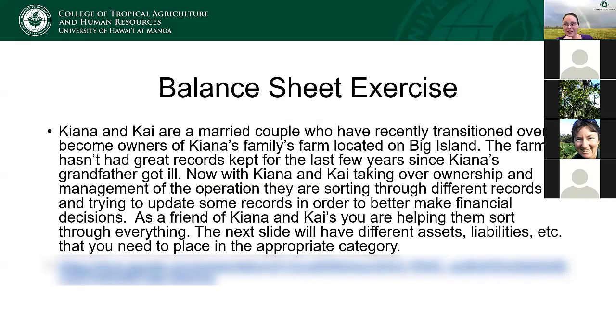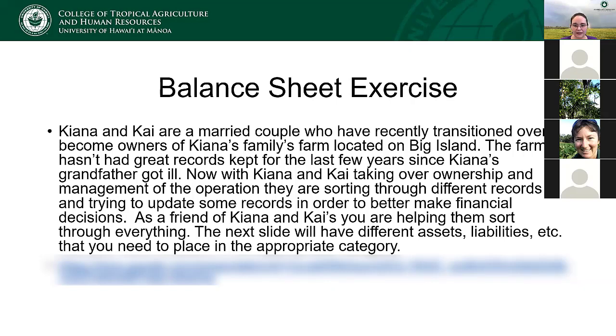All right. So I'm going to tell you a little story before I switch over to the balance sheet exercise for Kiana and Kai. They are a married couple who have recently transitioned over to become owners of Kiana's family farm, located on Big Island. The farm hasn't had great records kept for the last few years since Kiana's grandfather got ill. So now, with Kiana and Kai taking over ownership and management of the operation, they are sorting through different records and trying to update them in order to better make financial decisions.